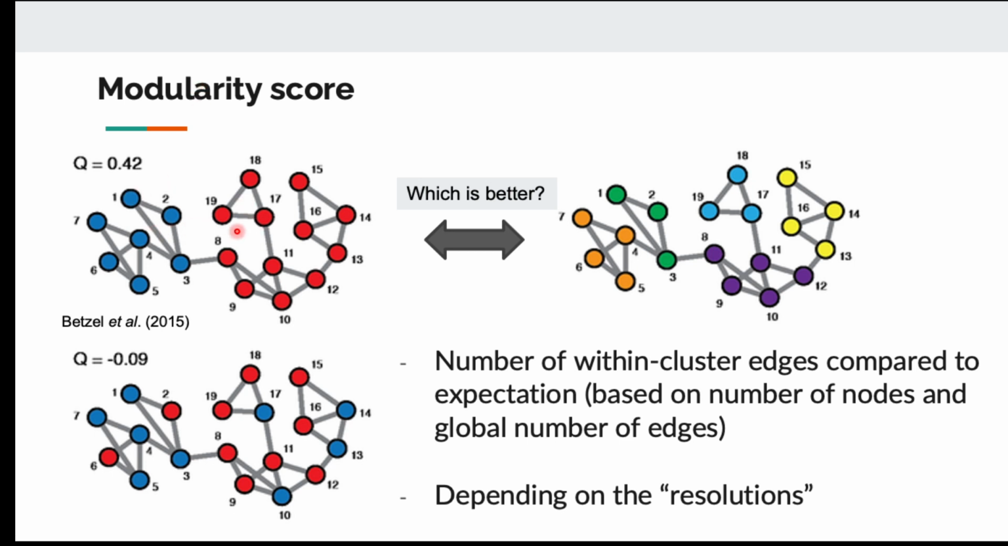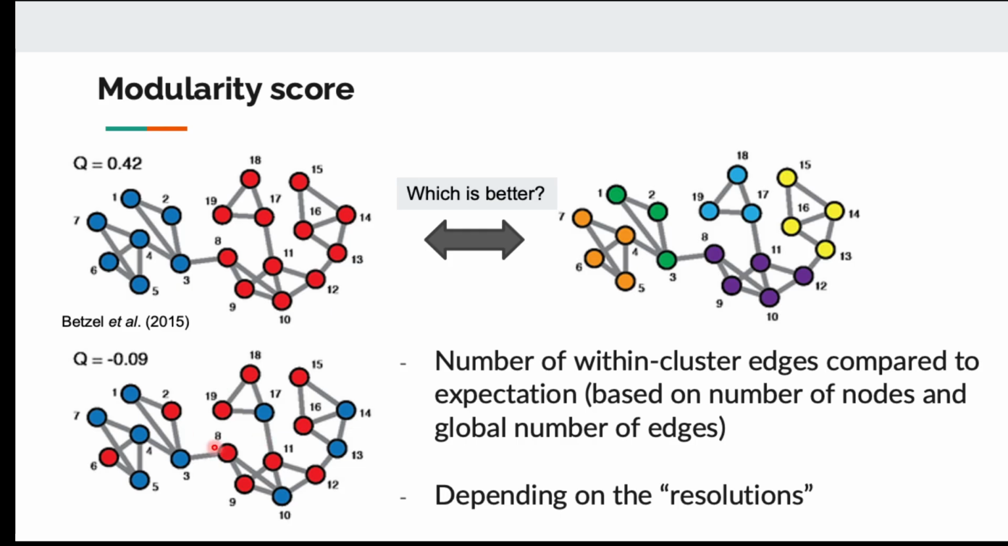If we want to have a good clustering of cells into cell types, we want the number of edges within the cluster, the edges that connect nodes with the same color, to be high, and we don't want many edges that connect across different colors. So the top here, you can see that it's a good clustering result. The bottom here is a bad clustering result.